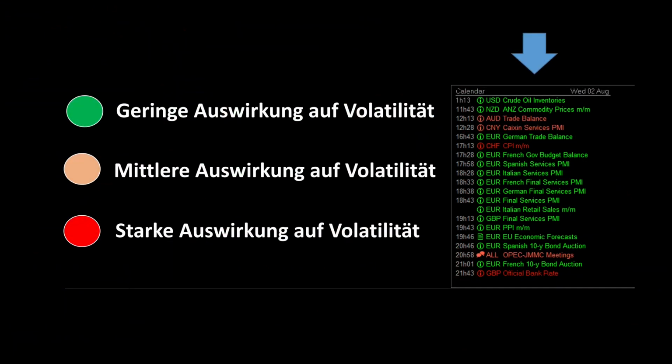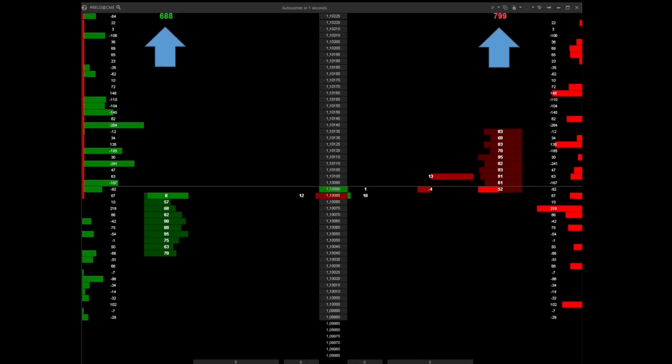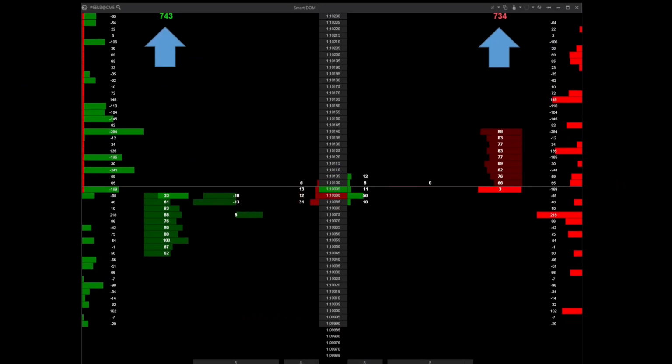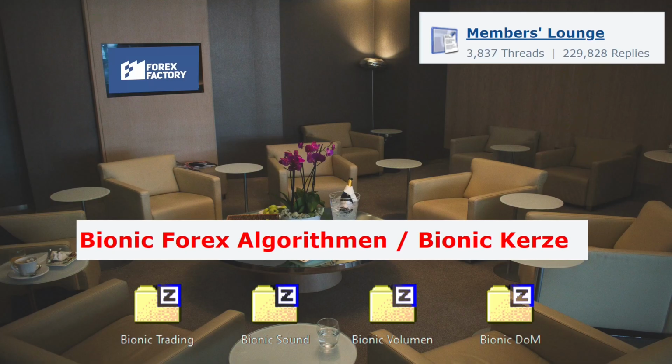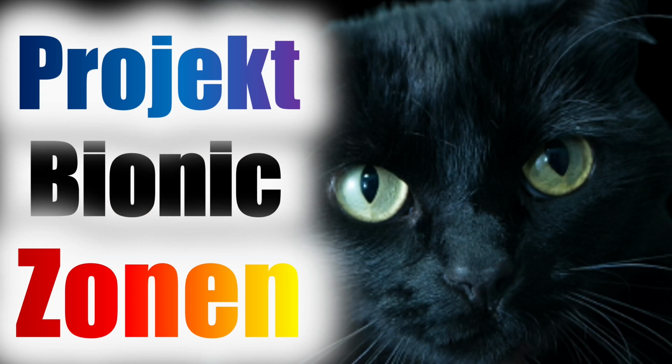For this purpose, I have provided you with various indicators, such as the news, and a special DOM for ADAs, with a delta volume and current volume, spoofing information, as well as the cumulative liquidity on the ask and bid side, which you can download for free from my German blog at Forex Factory. You can find more information about this in the video project Bionic Zones from the 6th minute.